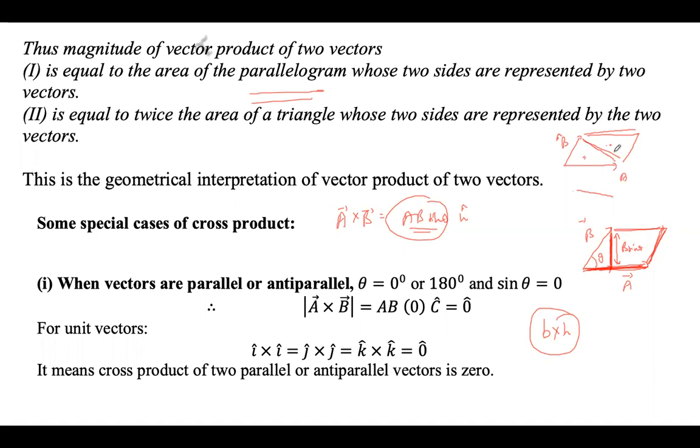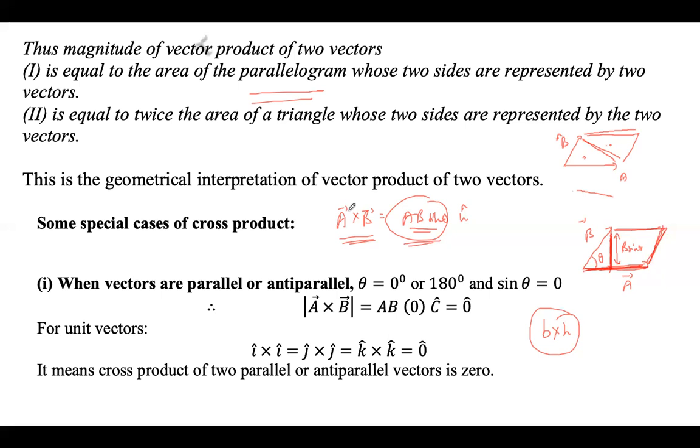So you will find that the area of the triangle is, we know, half base into height. So half base into height means half of AB sine theta. That means this cross product will be twice the area of the triangle. Now, this is the geometrical interpretation of the vector product of two vectors.